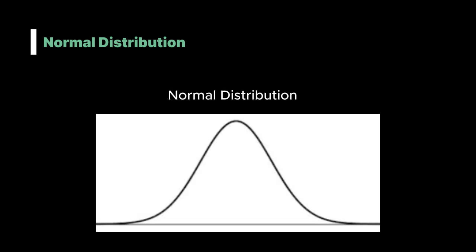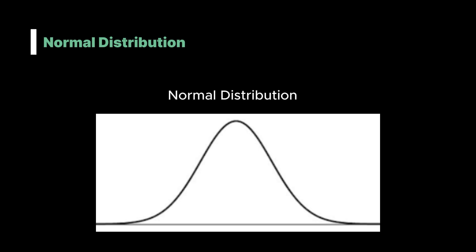The normal distribution, we call it the bell curve. Why is it so important? Because so many things in real life follow this pattern: people's height, test scores, even the performance of machines and factories. Most values are near the middle, the average, and the extremes are rare.